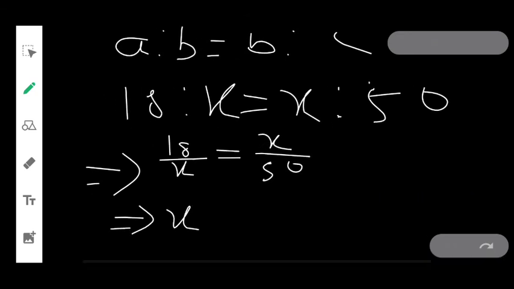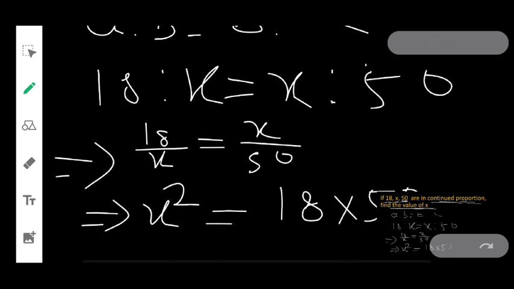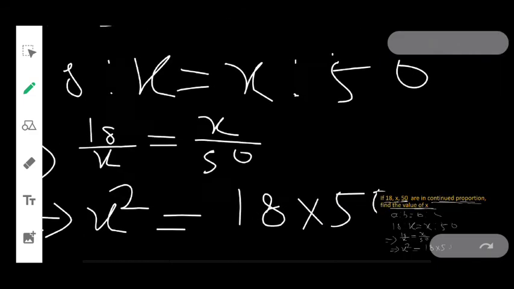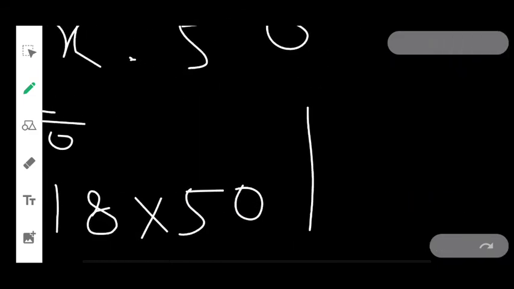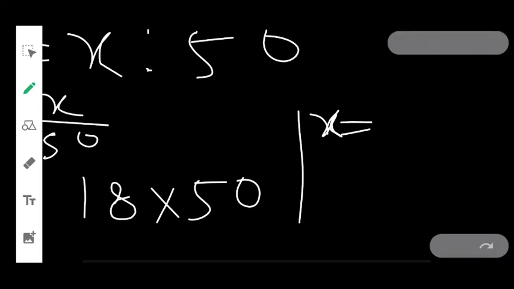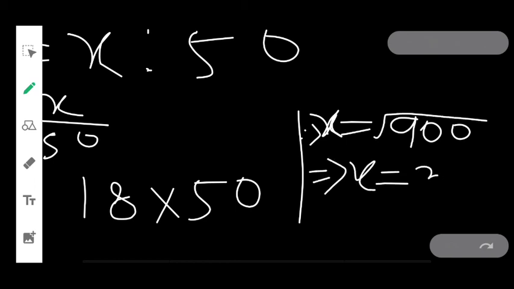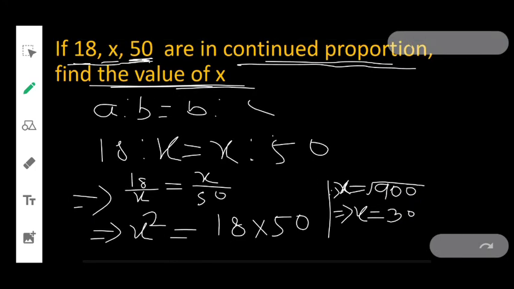So x square is 18 into 50. So x equals root over of 18 into 50, that is 900. So x equals root over of 900. So root over 900 is 30. So x equals 30.